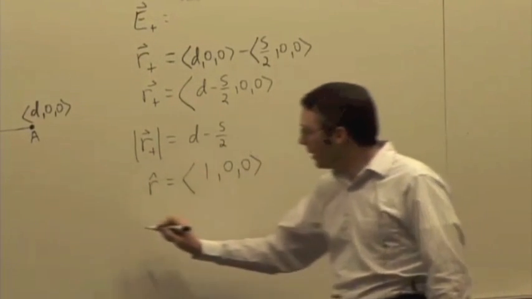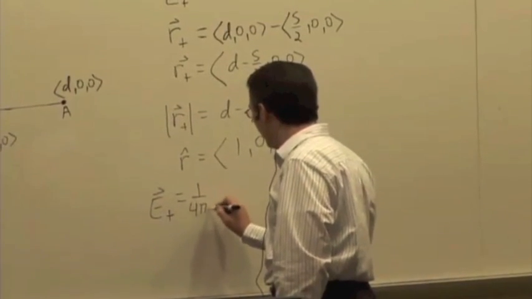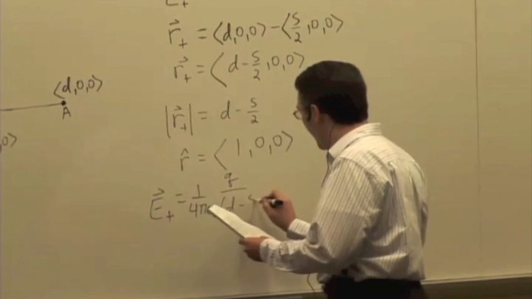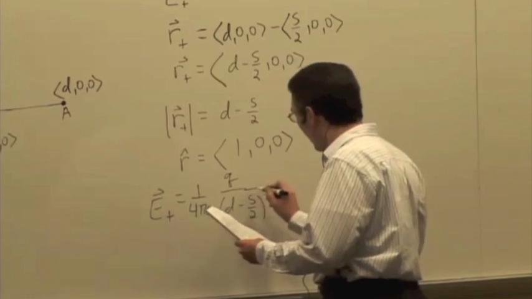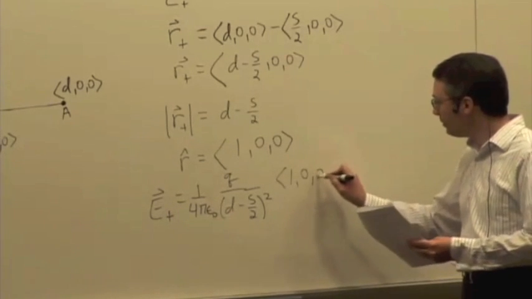So now we can calculate the electric field. We have E plus, which is 1 over 4 pi epsilon 0, Q over D minus S over 2 quantity squared, times the unit vector 1, 0, 0.